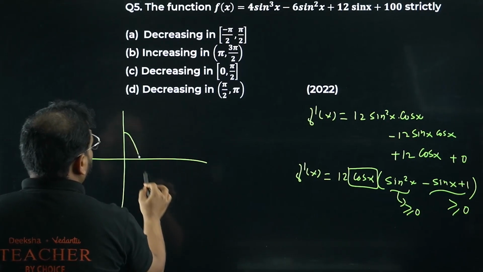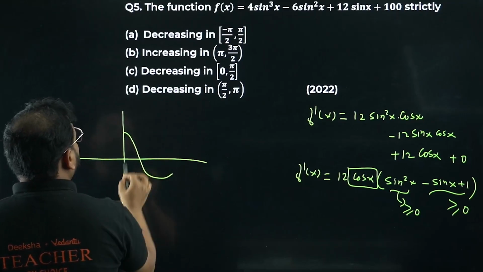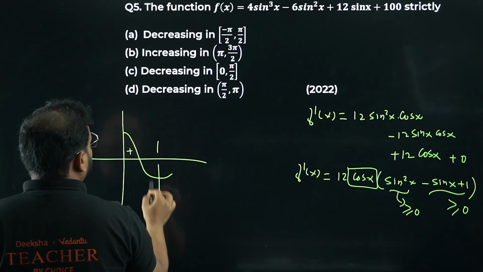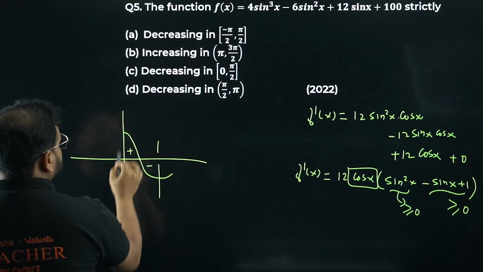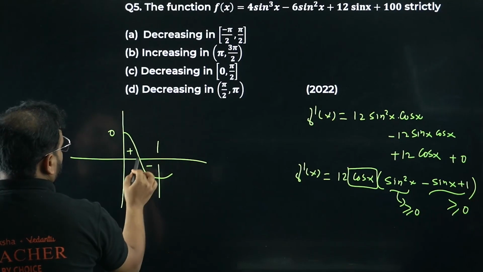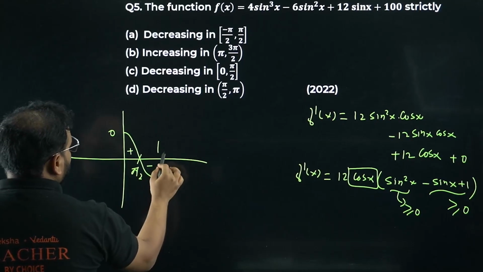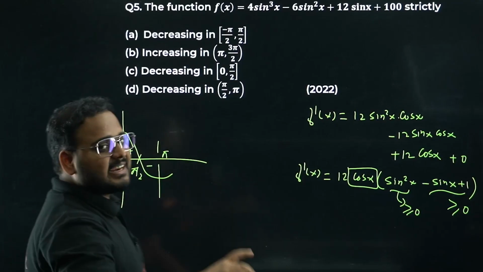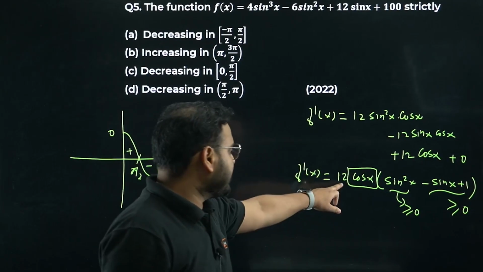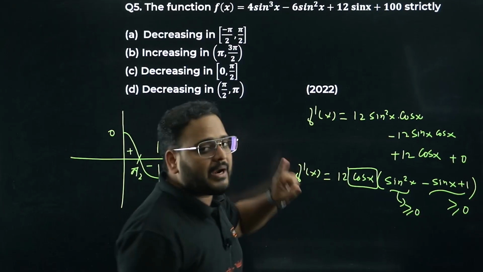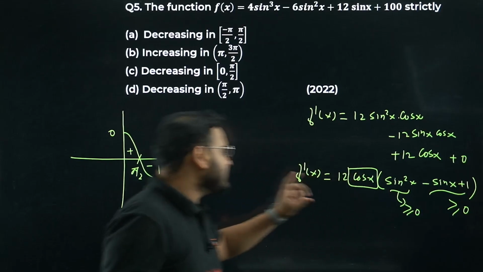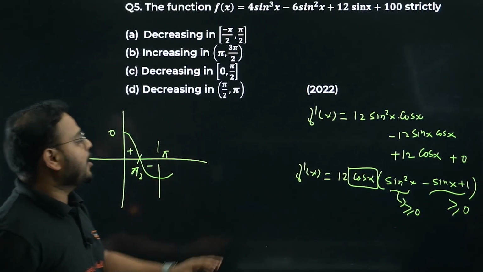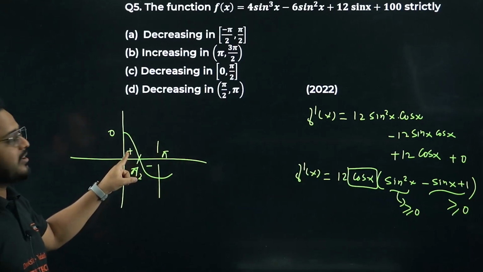So this is the curve of cos x. Please check, positive here and negative here. In 0 to pi by 2 it is positive, and pi by 2 to pi is negative. When it is negative, the function is decreasing, because this is the derivative, right? Derivative sign will depend upon cos x. Cos x is negative over here, it means decreasing. Cos x is positive over here, it means increasing.